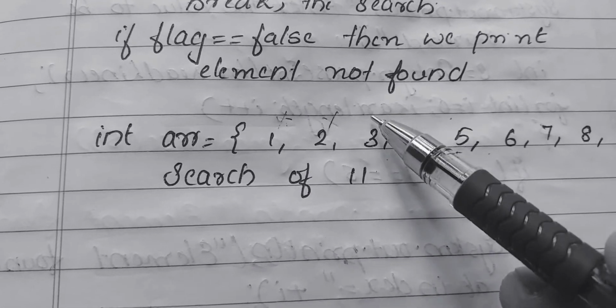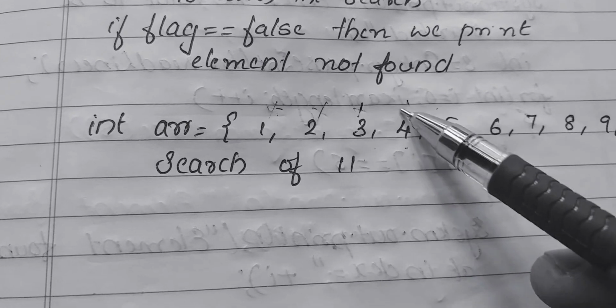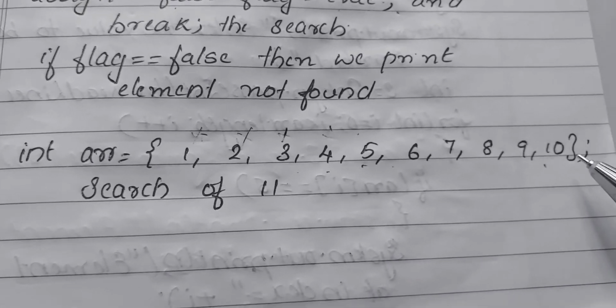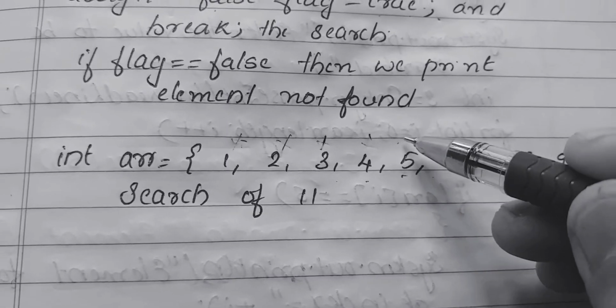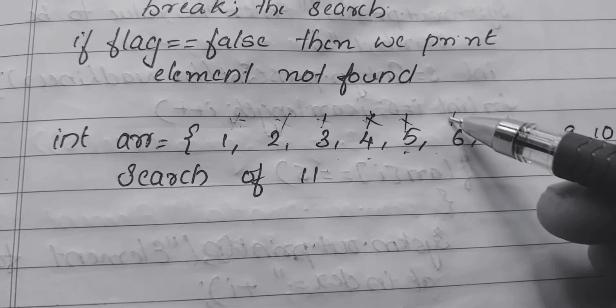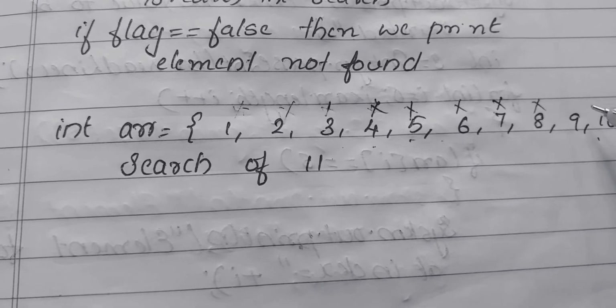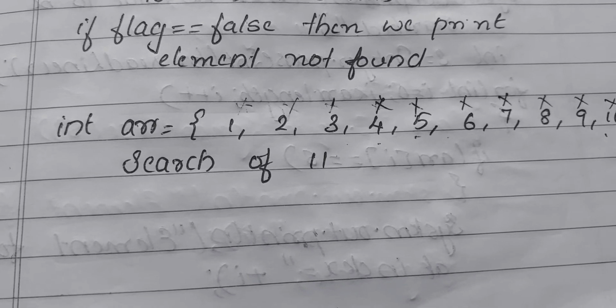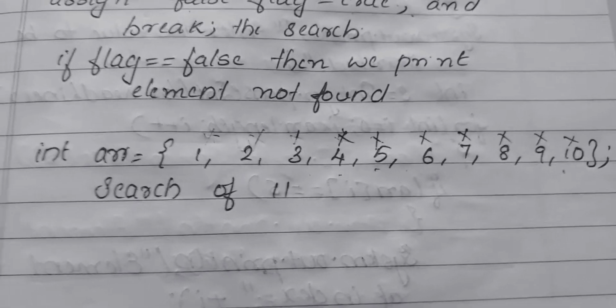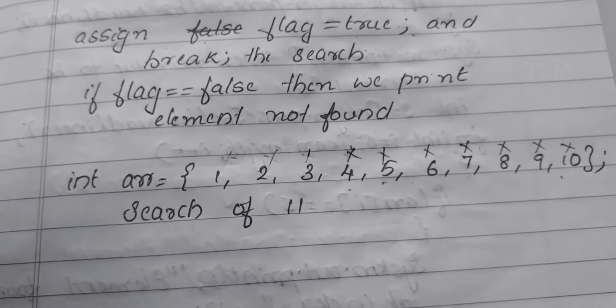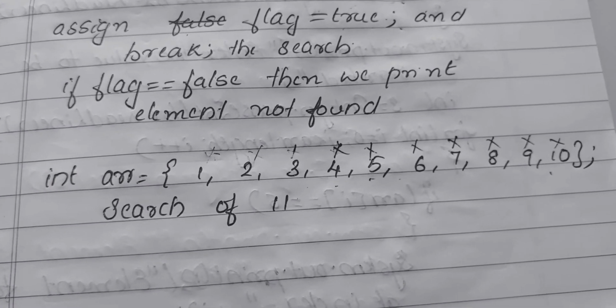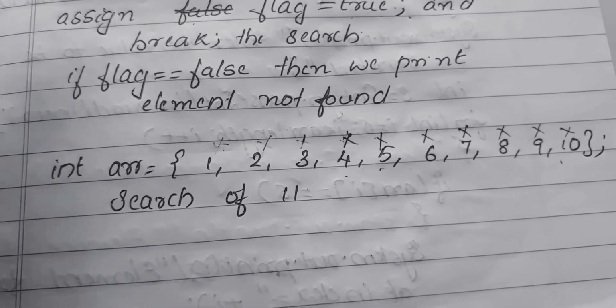Here also no match. Here also no match. So we go through the entire array. There is no match until the entire array is searched. So the element is not present in the array, isn't it? So we will do all the previous operations.